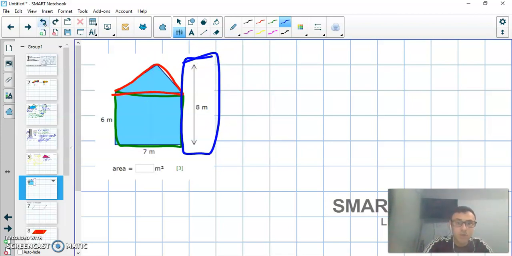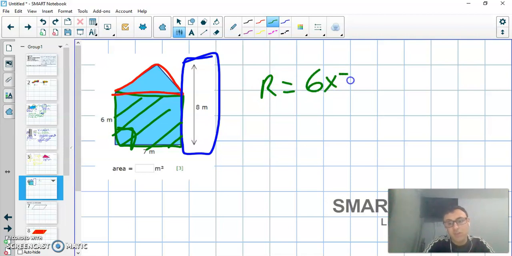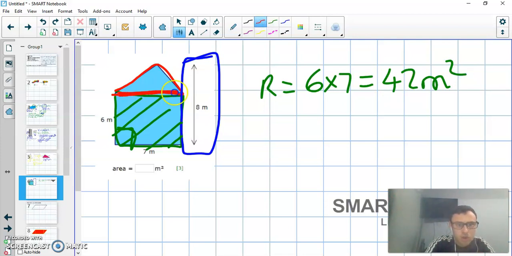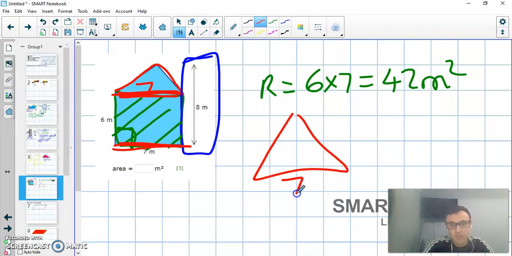So I can work out the area of this shape here, the rectangle, by doing 6 times by 7. So my rectangle area is 6 times by 7, which is 42, and that's meters squared. Then I need to work out this triangle. Now, I know that this triangle along here is the same as this length along here, so that must be 7. So my triangle, which I'm going to draw there, that's 7.